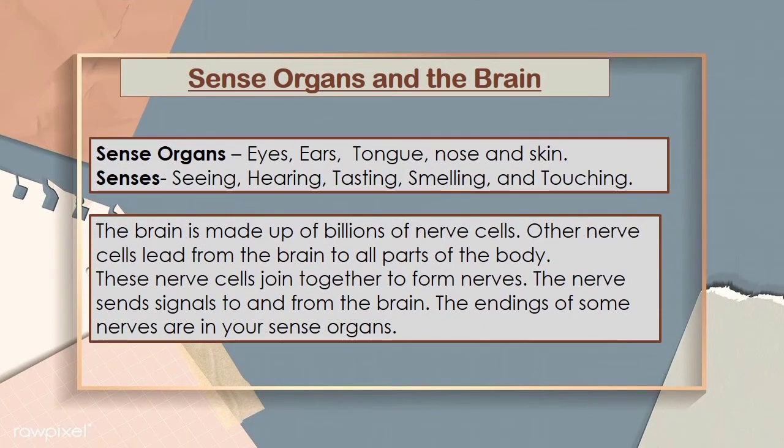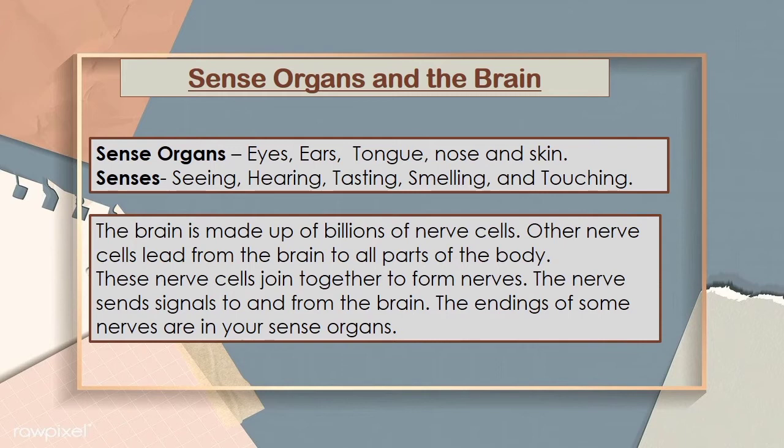The sense organs and the brain. The sense organs are the eyes, ears, tongue, nose, and skin. The senses are seeing, hearing, tasting, smelling, and touching.